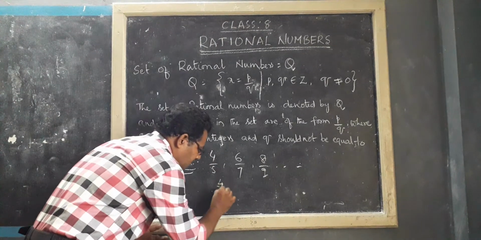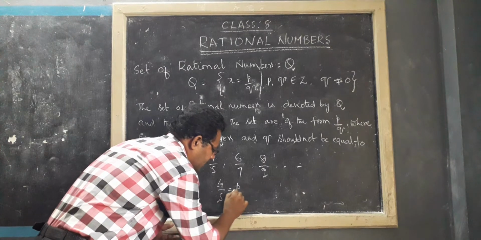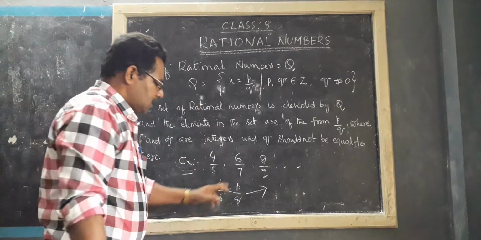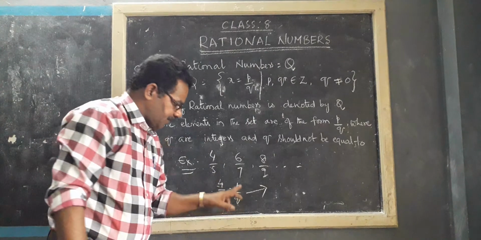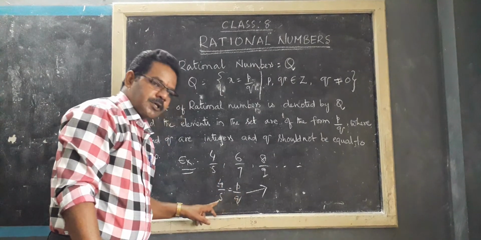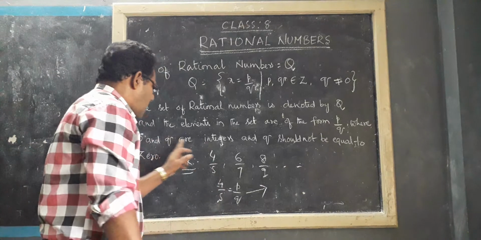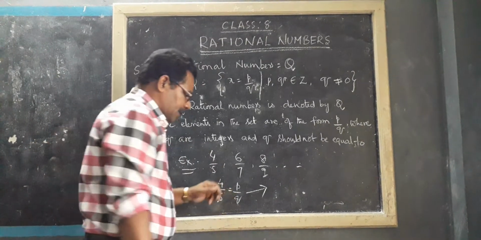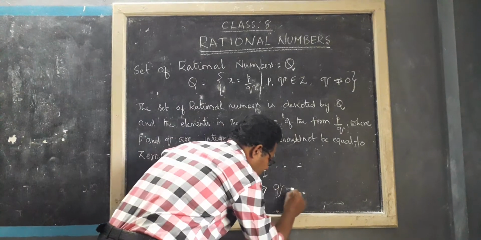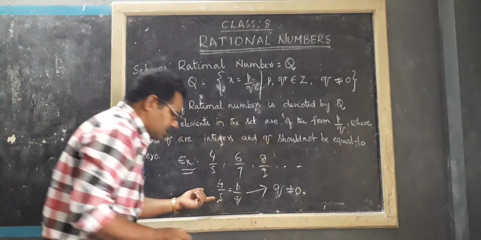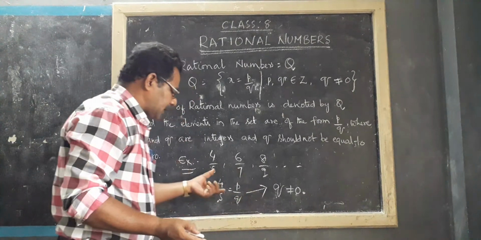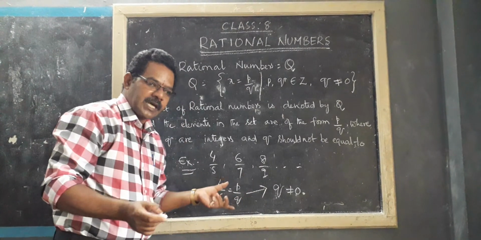This 4 by 5 can be compared with p by q. We can check whether it is a rational number or not. It is in the form of p by q, where p is equal to 4 and q is equal to 5. p and q are integers, so 4 and 5 are integers, we know that. And q should not be equal to 0. Here the q value is 5, so it is not equal to 0. So we can say 4 by 5 is a rational number.